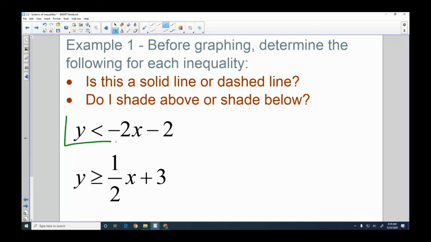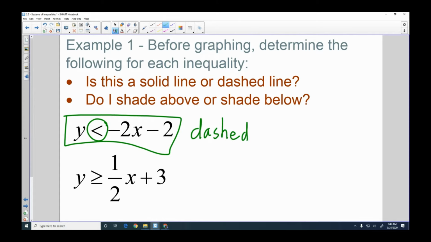Look at this first inequality here. All I really need to look at is that inequality symbol, and that's going to give me all the information I need for how to draw my line. So this is just a less than symbol. Will that be a solid line or a dashed line? Dashed line, because it does not have that or equals line underneath. And would I shade above this line or below this line? I see that symbol, and to me it looks like a capital L, which stands for less than. So that's going to be lower, below this line.